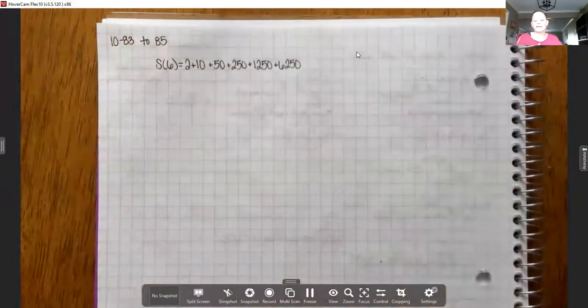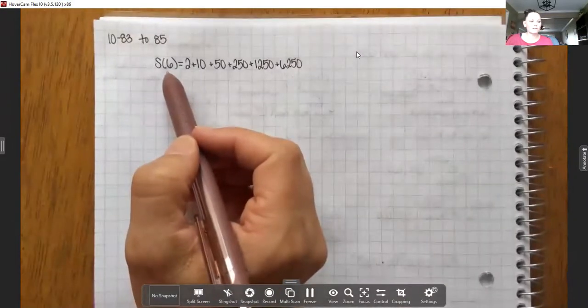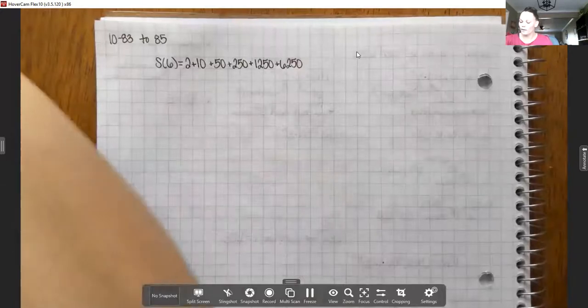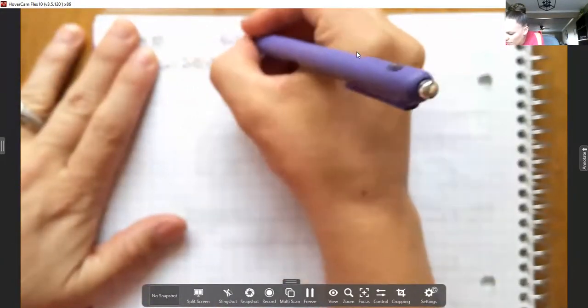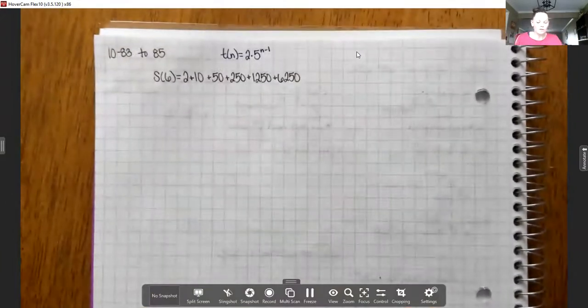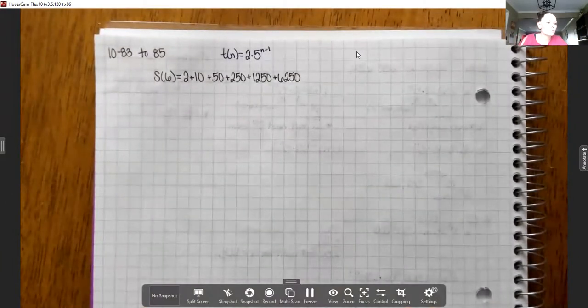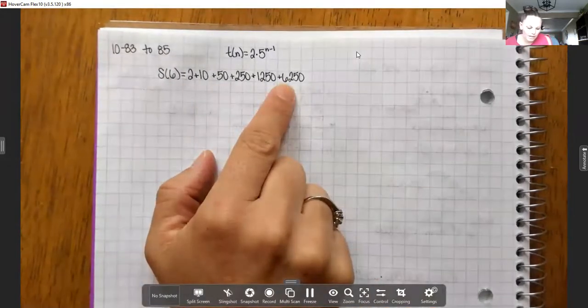So S of 6. That means the sum of the first 6 terms. And they also told us that T of n is equal to 2 times 5 to the power of n minus 1. All of this is written in your book. I'm just copying it down from the book. So our goal is to add this together.